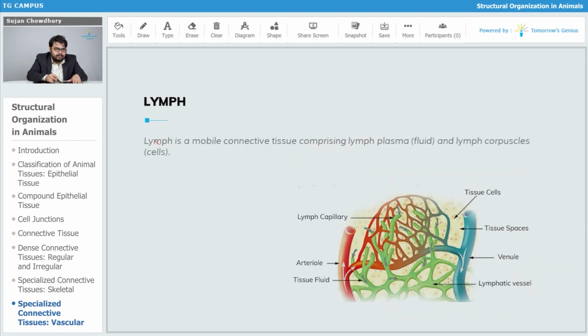Let's now talk about the lymph. Lymph is a mobile connective tissue comprising lymph plasma and lymph corpuscles, or the lymph cells. So two things are there in lymph, namely the lymph plasma and lymph corpuscles. Lymph plasma is the liquid part, whereas the corpuscles are mainly the white blood cells present in lymph.